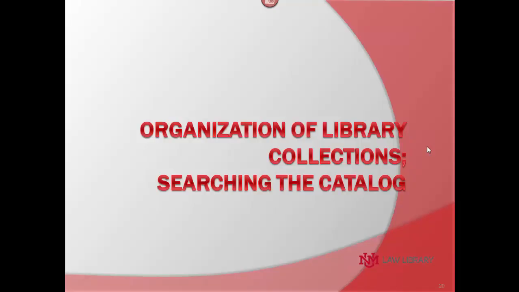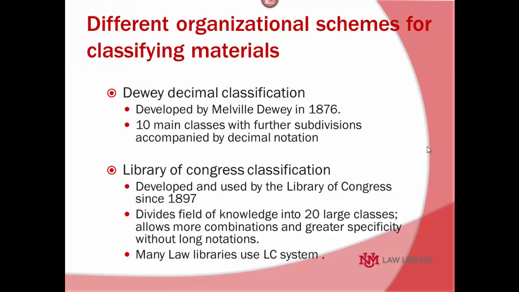So let's talk about organization of library collections. There are different organizational schemes for organizing library and classifying library materials. Now, we're in an online class. You still need to know how these systems are organized because you'll still have to deal with print resources. Why do we still care about print? Let's just get this out of the way.